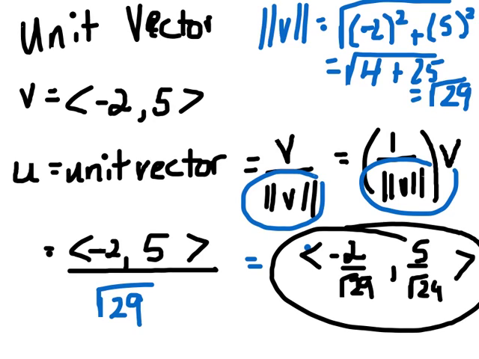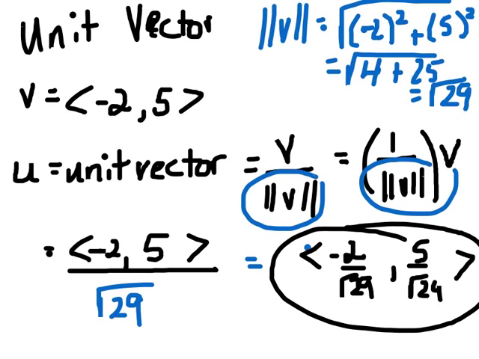Yes, you could rationalize it if you wanted to. It would be -2 square roots of 29 over 29 and 5 square roots of 29 over 29. But this is fine. Leave it like this. That was less work, unless you are so quick at it that you could just do it without having to think very hard. So this would be the unit vector. This would be a vector in the direction of the original vector, and this would have a length of 1.